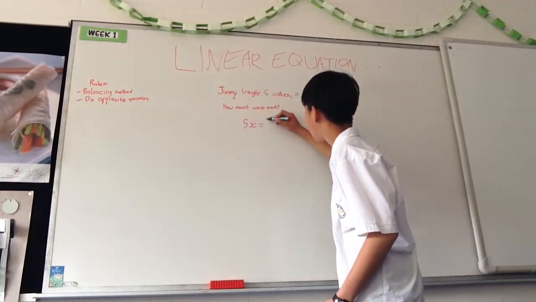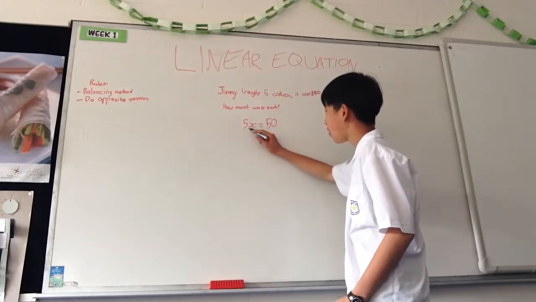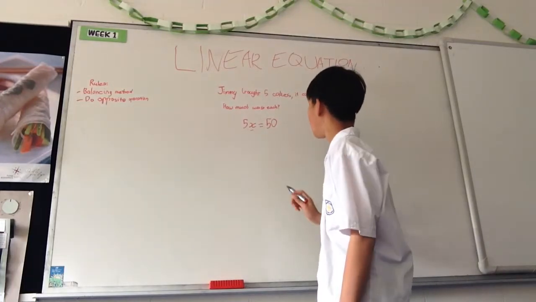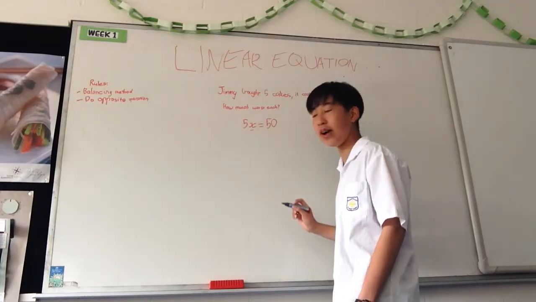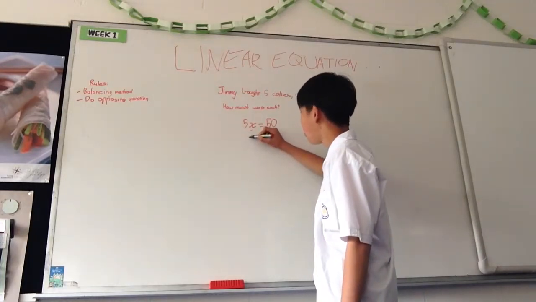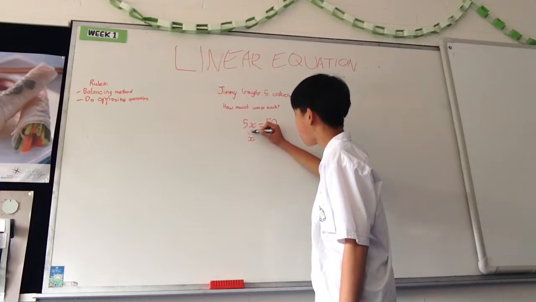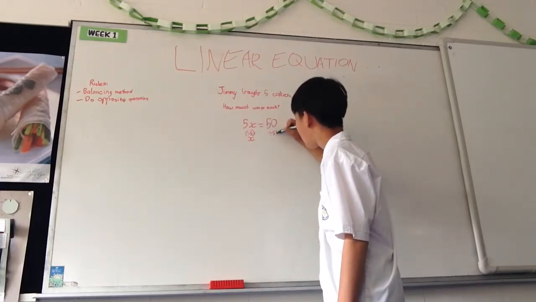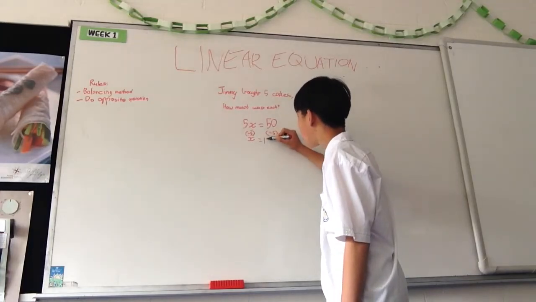5x equals 50, so x is how much the cake should cost, and 5 is how many cakes there were. So you would do what you normally do and divide by 5, since that's timesing, which means that x equals 10.